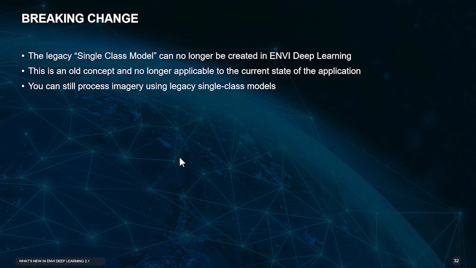One of the things I want to make sure to call out is that with this release of deep learning, we did introduce a breaking change. For the longest time, we had a model called single class, and that was not a concept that really fit with the newer paradigms of how to use and create deep learning models within ENVI. So this old concept we've stripped out. It was a good opportunity because we're adding a new model with SegUnet++. And so you can no longer create these old single class models.